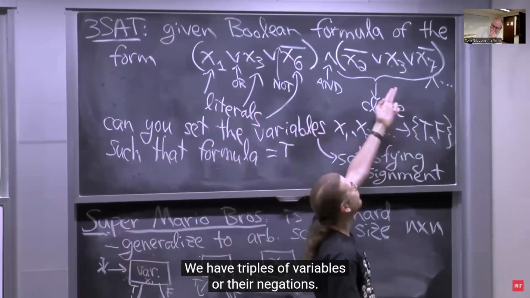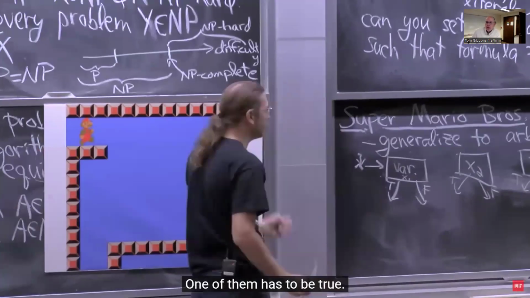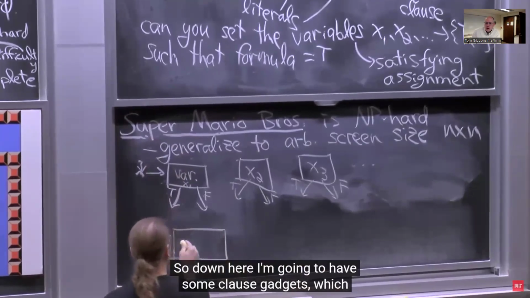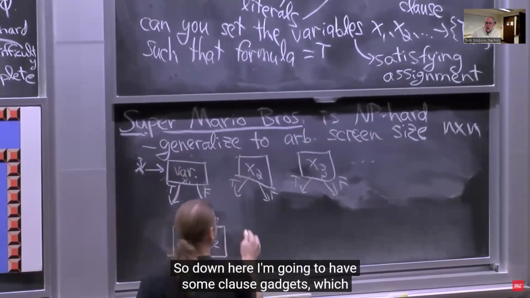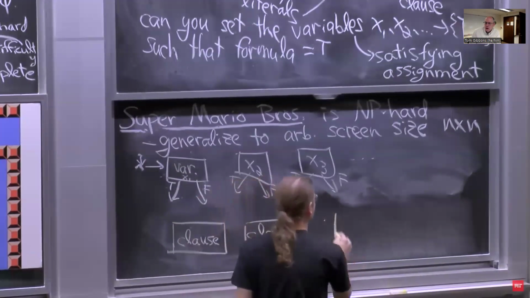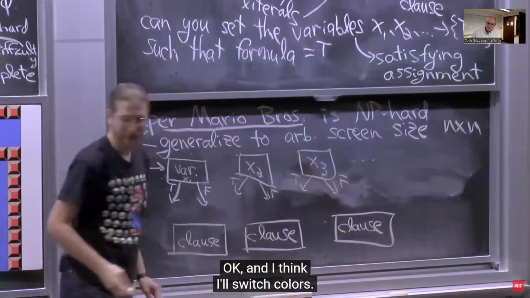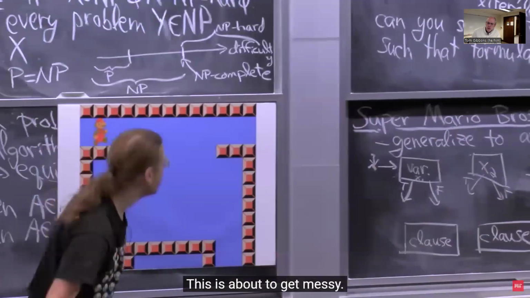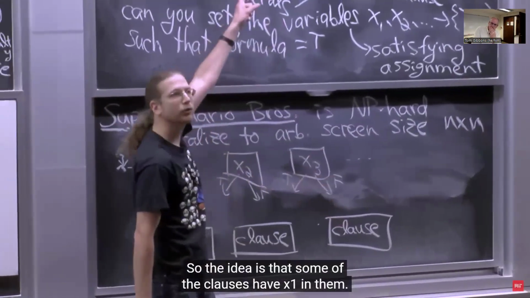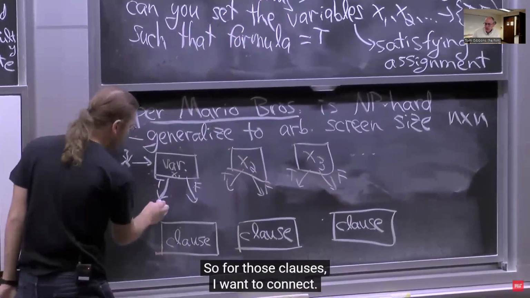We have triples of variables, or their negations, that have to come together and be satisfied. One of them has to be true. So down here, I'm going to have some clause gadgets. Okay, so the idea is that some of the clauses have x1 in them, the true version of x1, or x1 bar. So for those clauses, I want to connect.